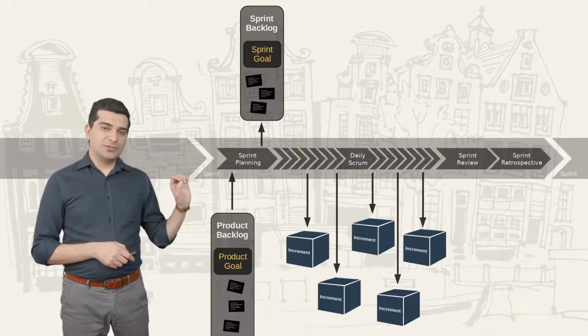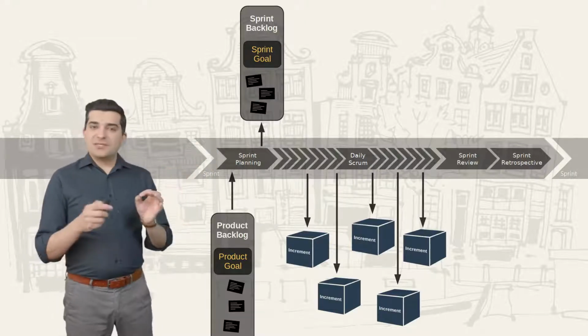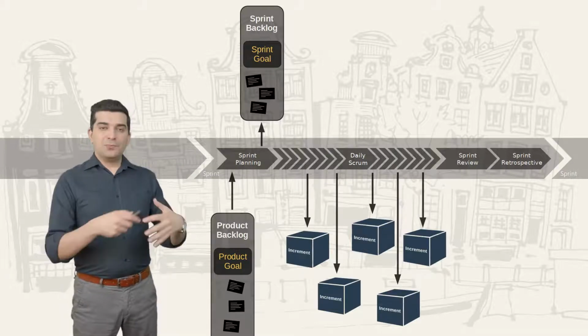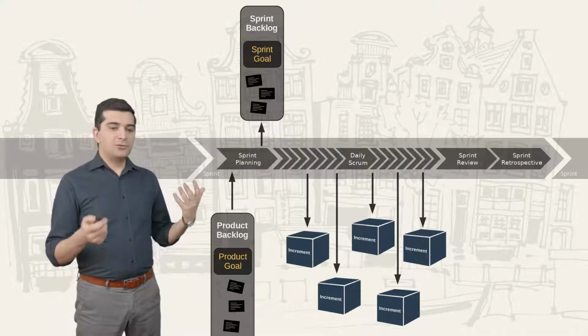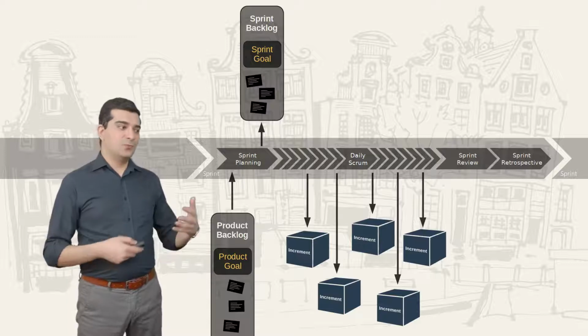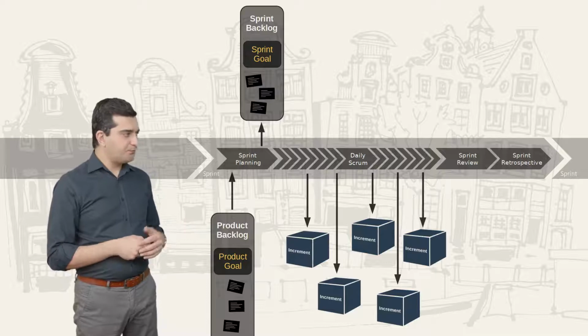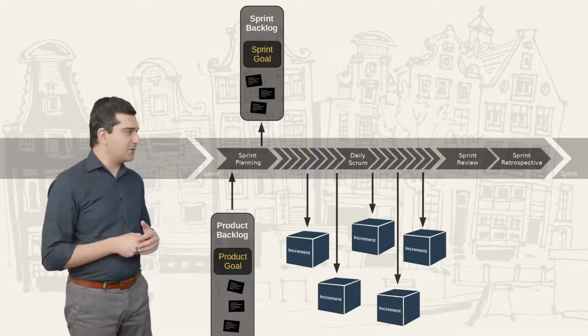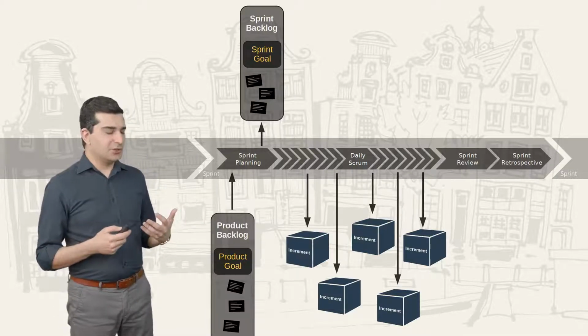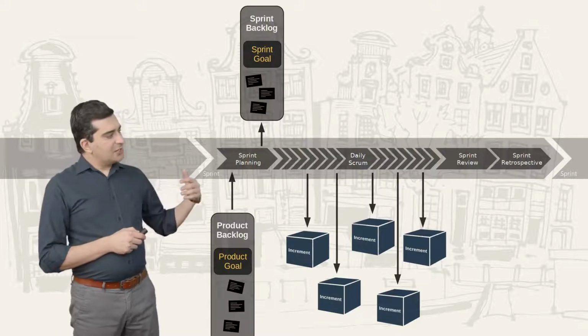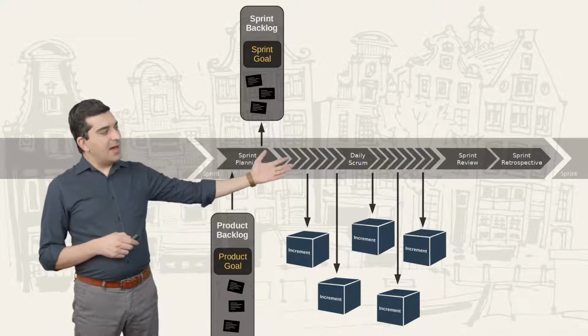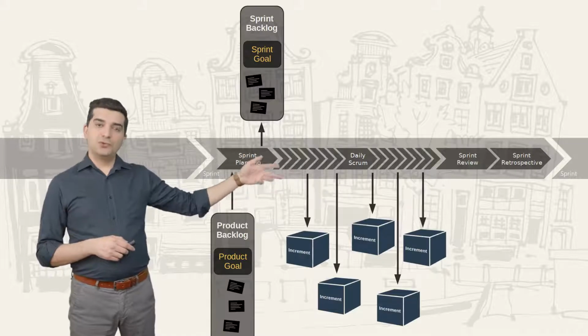While we are working inside the sprint, we also have those really short daily scrums. A daily scrum is a simple meeting where the developers get together and talk about the work they are doing and what they're going to do in the next period, the next 24 hours. That's the daily scrum, very simple. It's for synchronization.